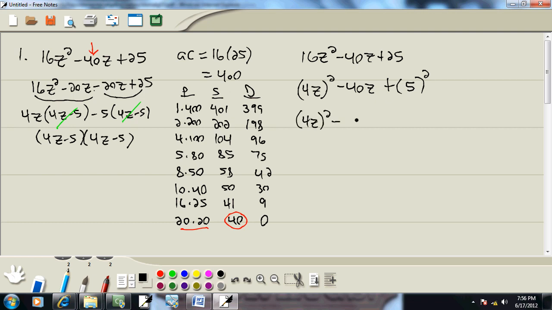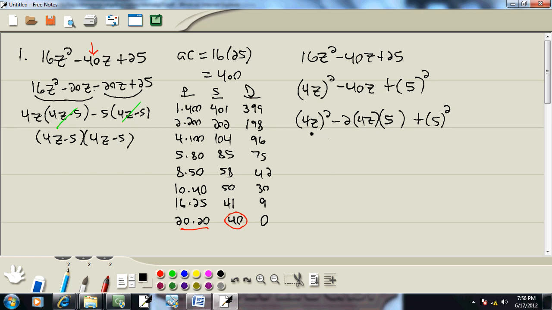And then you try to rewrite this middle one in this manner. The 2 is here, and then I have two sets of parentheses, and this would be 4z here, and this would be 5 here, if it were to work. Let's check it. 2 times 4 is 8, times 5 is 40, so this would be 40z.